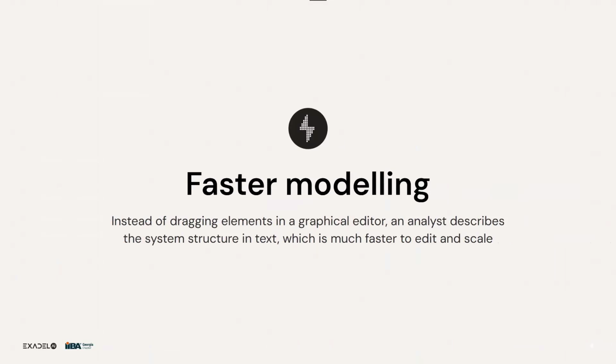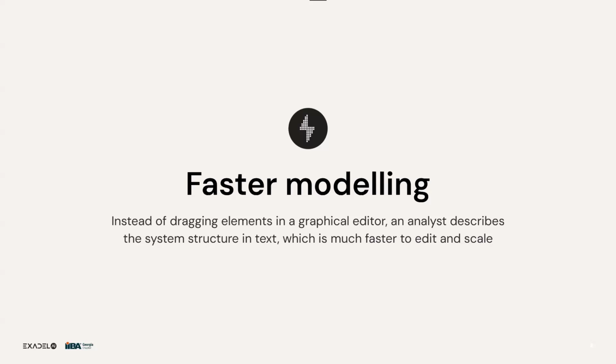Instead of dragging elements in a graphical editor, an analyst describes the system structure in text, which is much faster to edit and scale. Additional acceleration comes from AI assistants that help generate diagram drafts, detect connection issues, and suggest common architectural patterns as well.